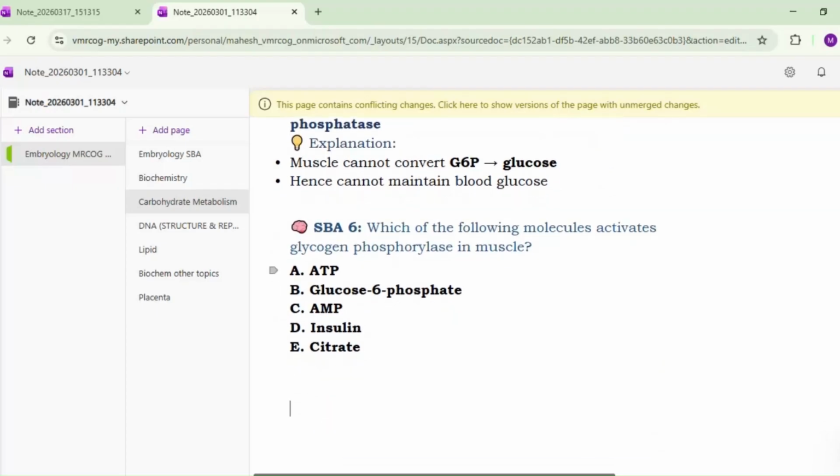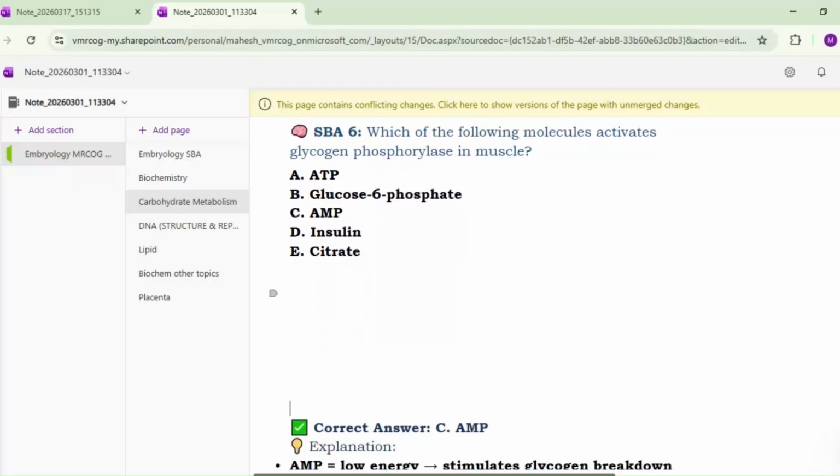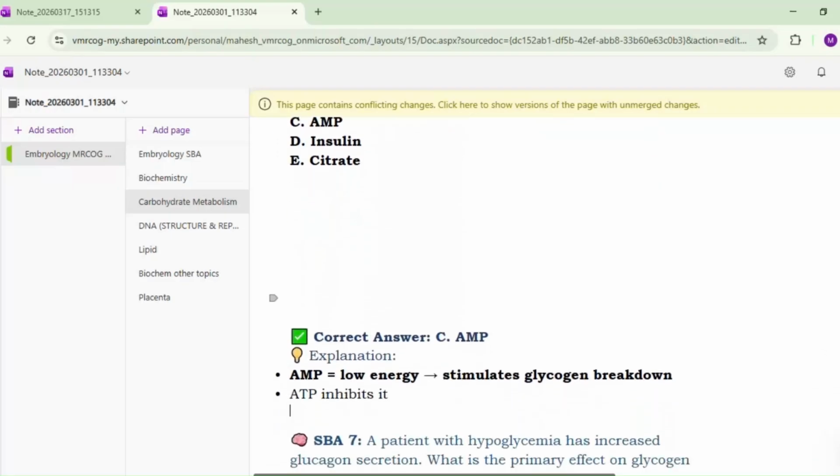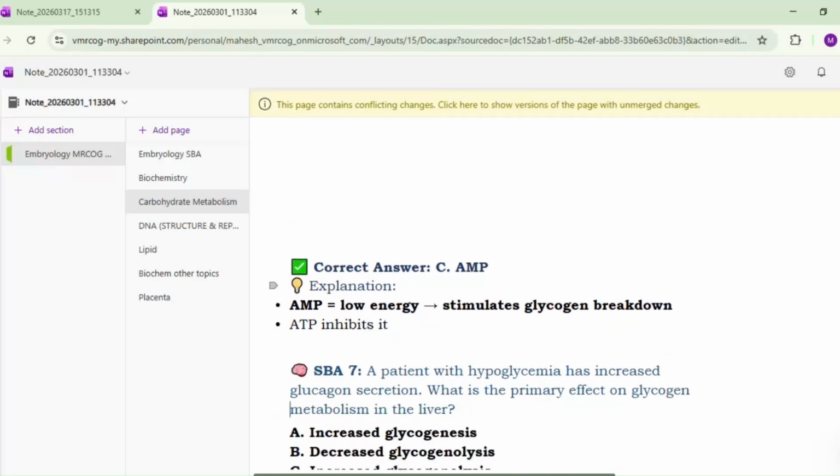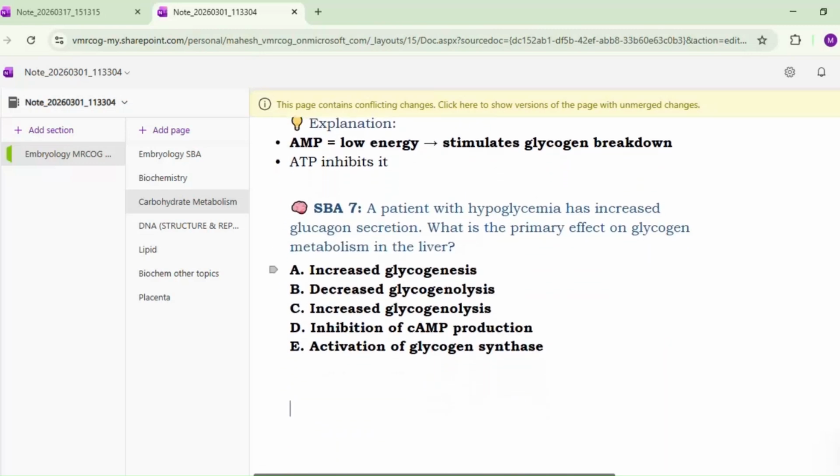Next. Which of the following molecules activates glycogen phosphorylase in muscle? ATP, glucose 6-phosphate, AMP, insulin, citrate. It's AMP, doctor. Low energy. AMP is low energy, so it will stimulate glycogen breakdown. Okay. Yes, sir. Next.